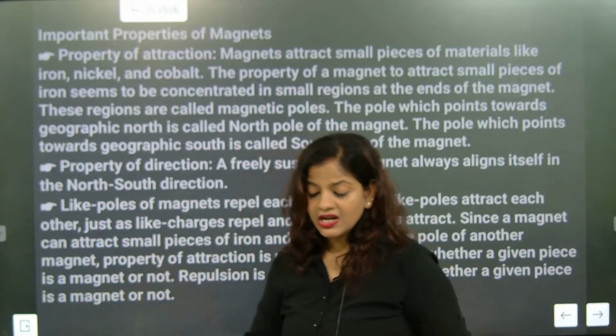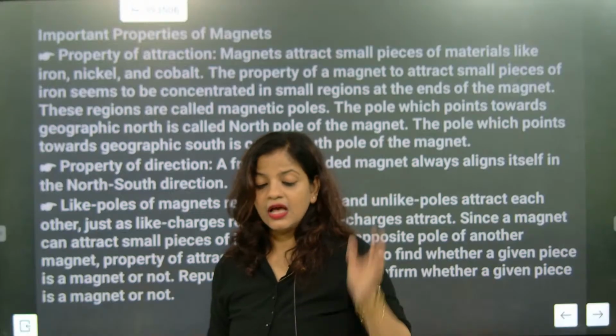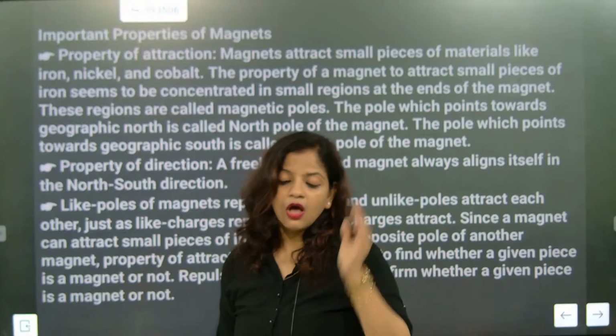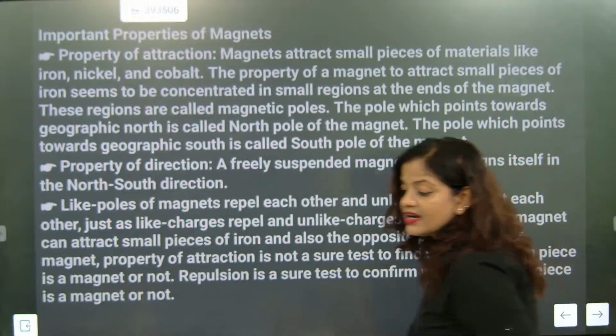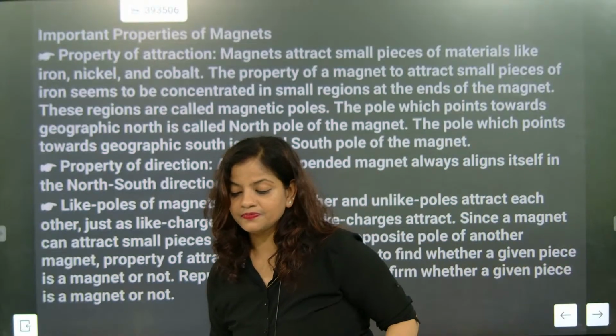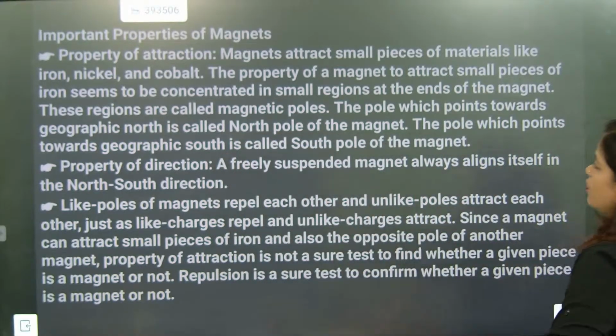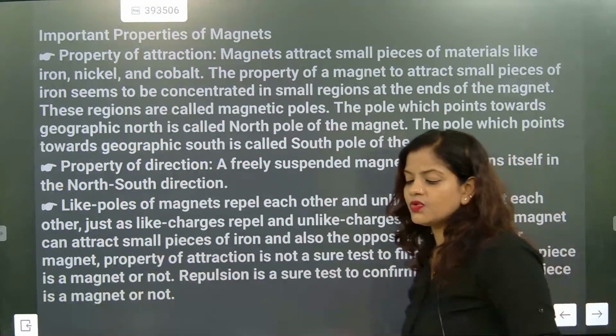Understood? The magnetic field lines, or magnetic lines of forces. So a dipole will be there now, right? Monopole means what? One single pole.